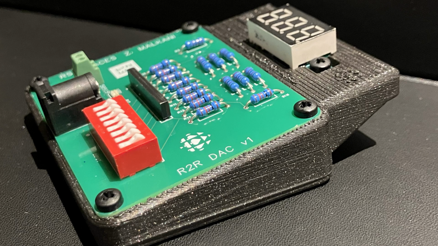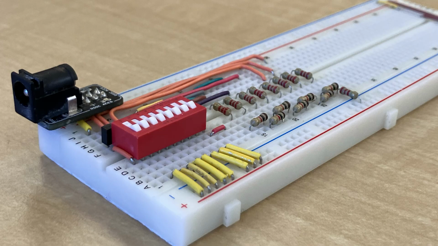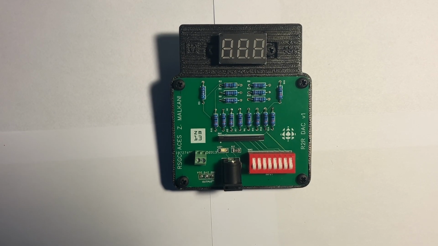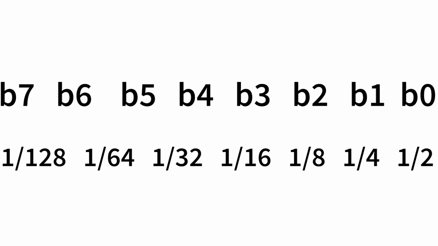This is an R2R digital analog converter, or DAC, and this is his breadboard prototype. An R2R DAC performs one simple function. It takes an 8-bit binary input and converts it into an analog voltage.